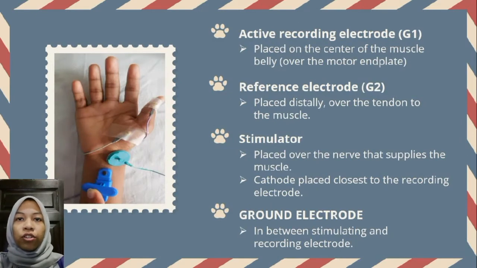Next is the type of electrode with the position. The active recording electrode G1 is placed on the center of the muscle belly, that is, over the motor end plate.